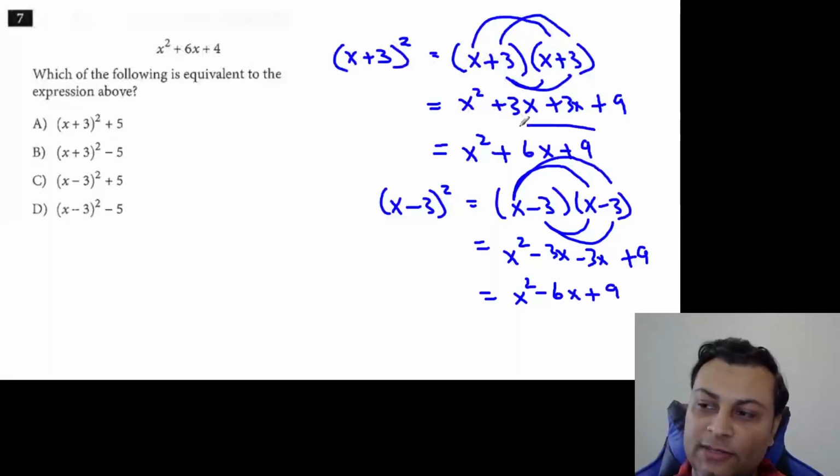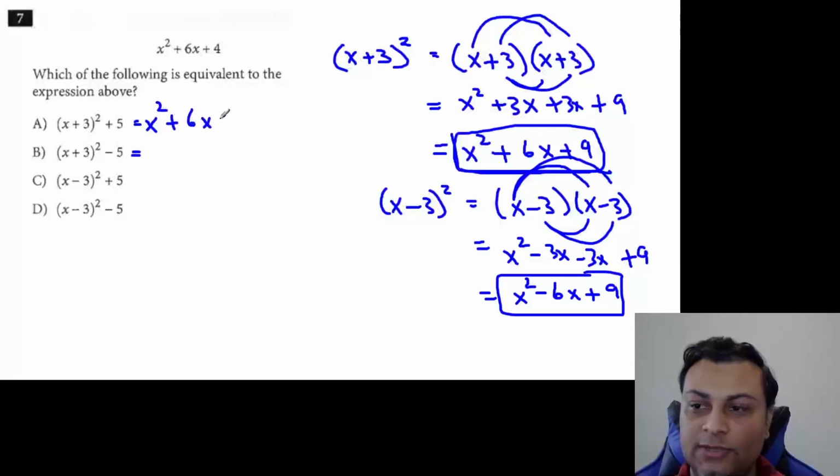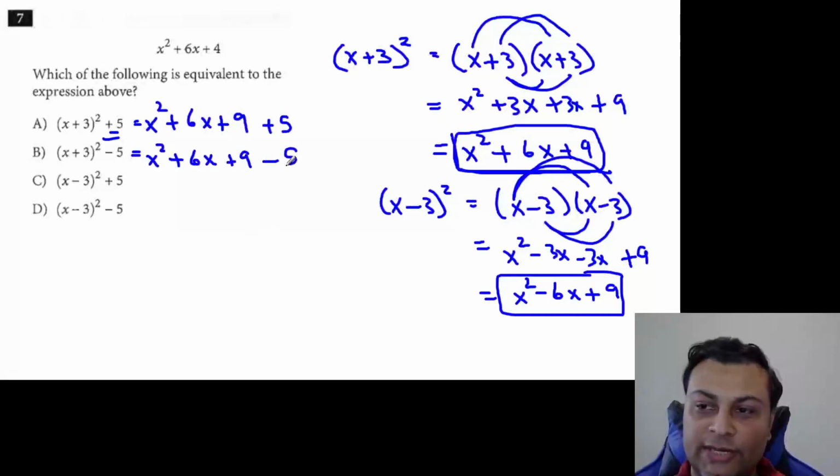If you can expand these mentally without any work, that's great, but let's put these over here. So options A and B will be using this first one. So this is x squared plus 6x plus 9, and then there's a plus 5 at the end, only because that's what they have here. x squared plus 6x plus 9 minus 5. You can already see the answer is B, but let's look at what's wrong with the rest.